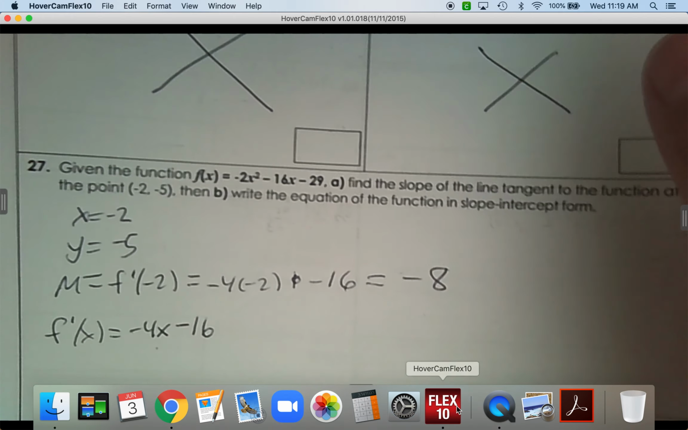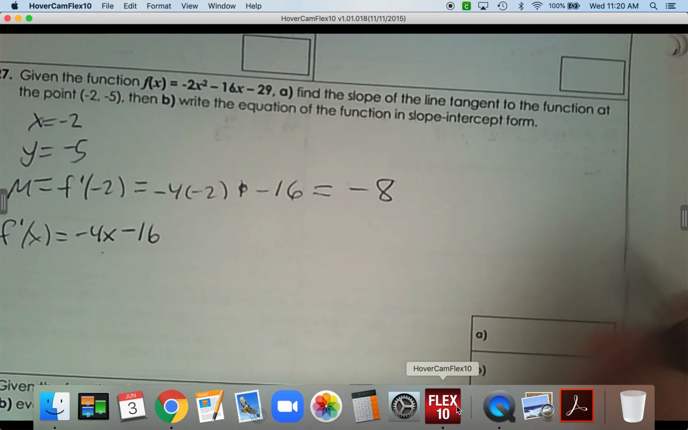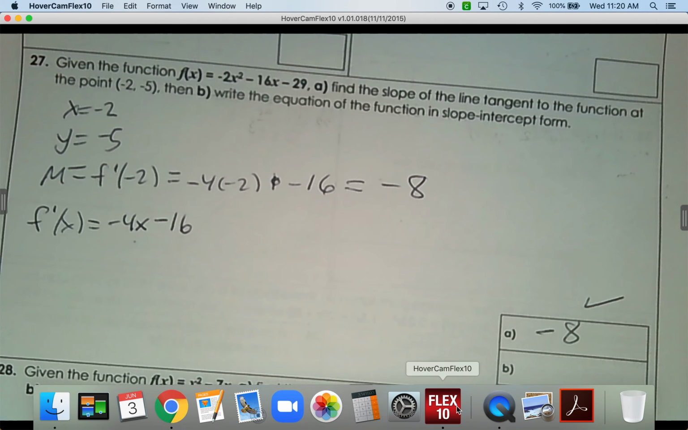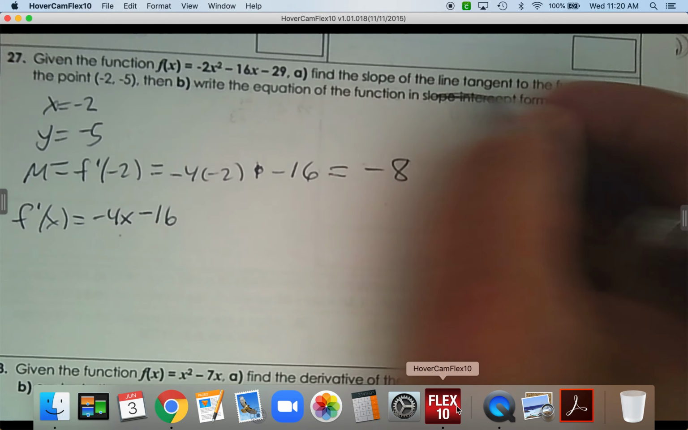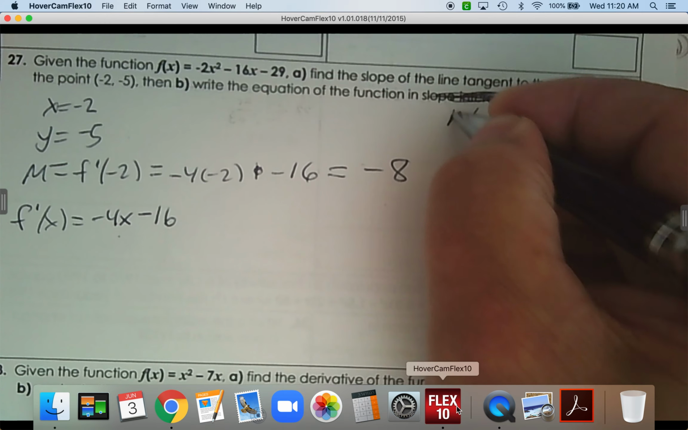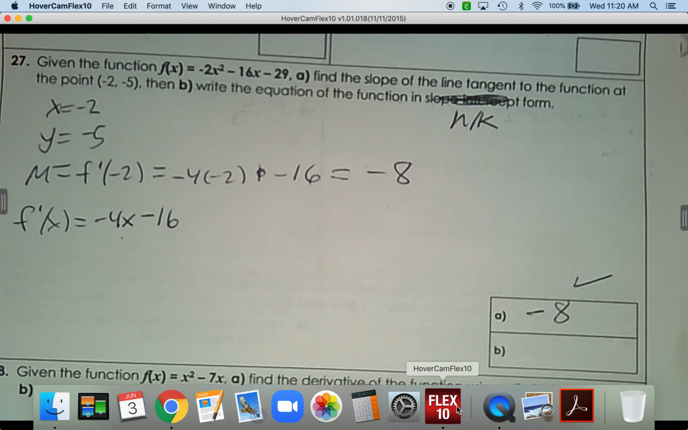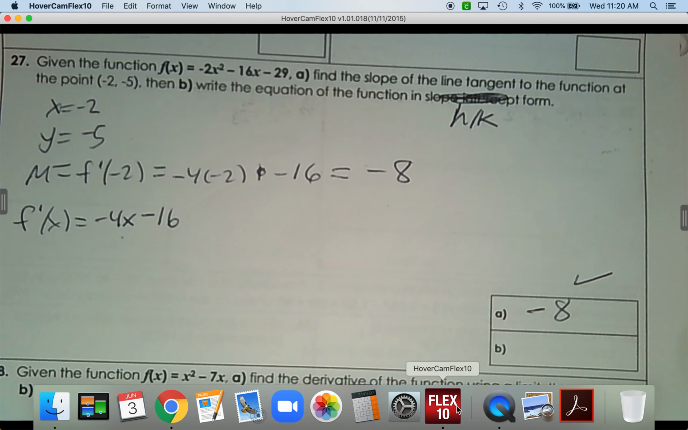So part A says, find the slope. And the answer is negative 8. Give yourself a check mark. The next step is write the equation. Now, I'm not going to make you write it in slope-intercept form. So we write it in HK form, and that's perfect. If you needed to distribute and do it, but if you don't have to. Obviously, on an AP exam, they're not judging the form of the equation, just that it's accurate.